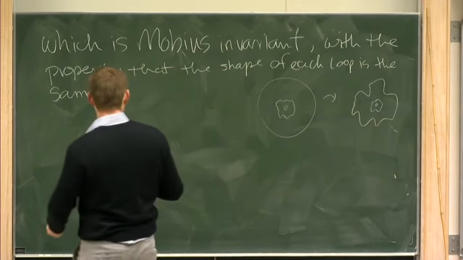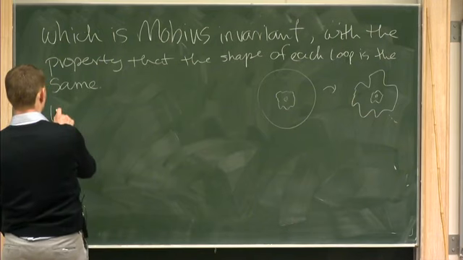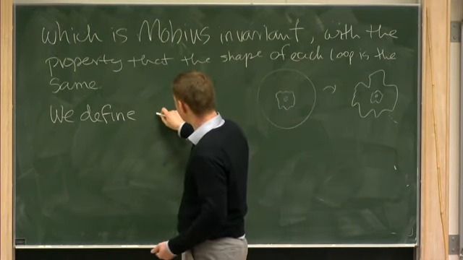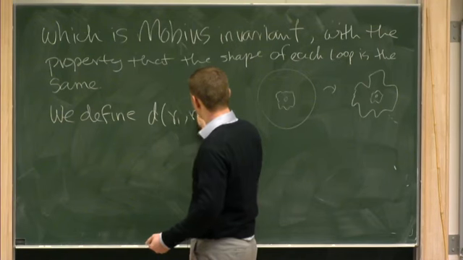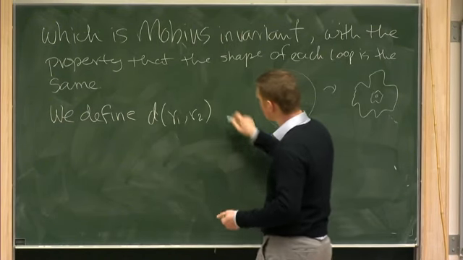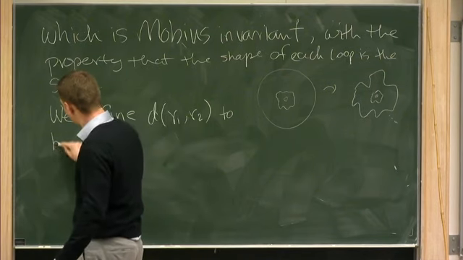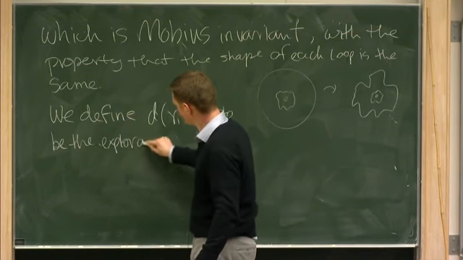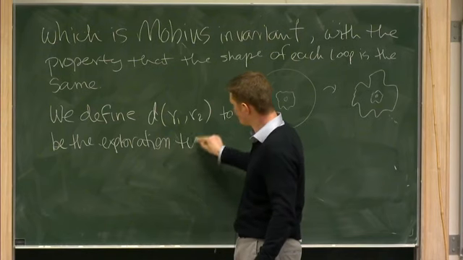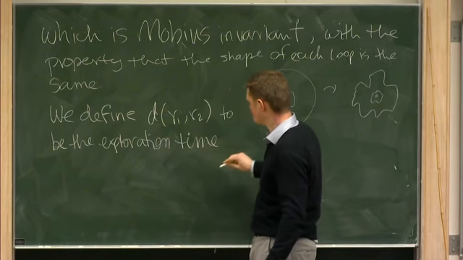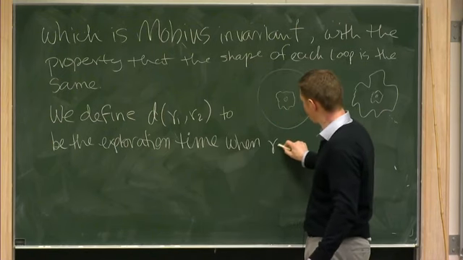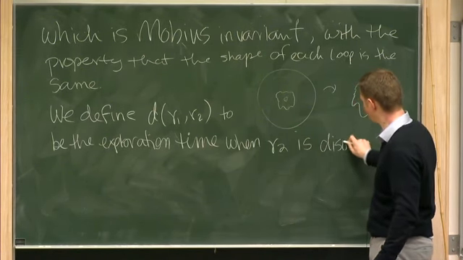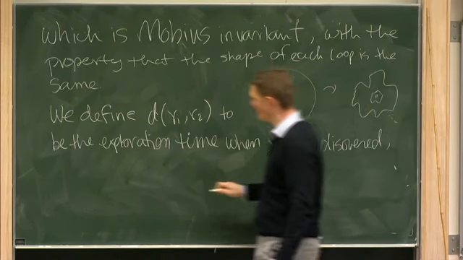All right, so we define the distance from gamma 1 to gamma 2 to be the exploration time when gamma 2 is discovered, starting from gamma 1.